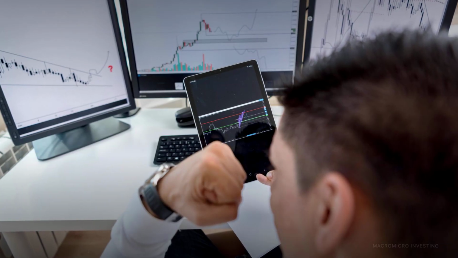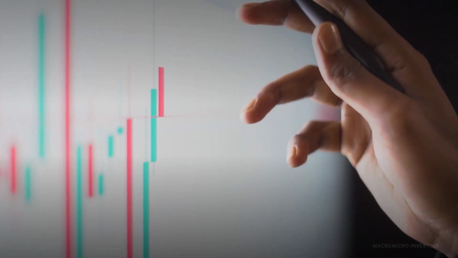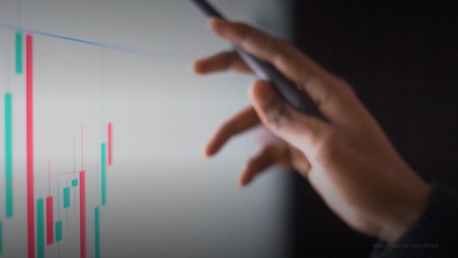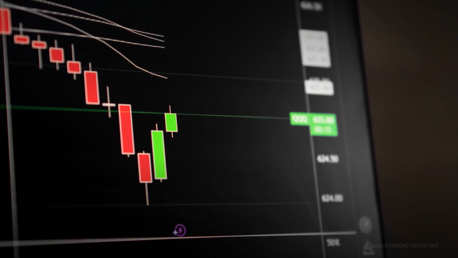The thin lines sticking out of the top and bottom are called wicks, or shadows. The upper wick shows how high price moved during that period before pulling back. The lower wick shows how low price dropped before recovering. Long wicks tell you there was a fight. Price tested those levels, but one side won.